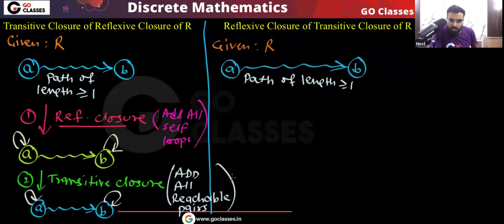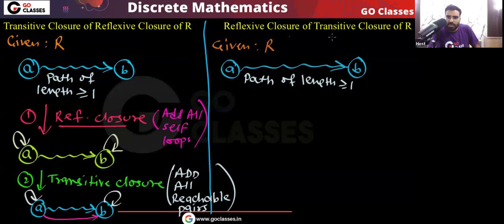So to find the transitive closure, we will add all the reachable pairs, which means this edge we will put. From A to B, we will put an edge. We will add this edge from A to B. Very simple. So this is the final result. For the relation R, first you are finding the reflexive closure, then on top of that, you are finding the transitive closure. So this will be the final result.